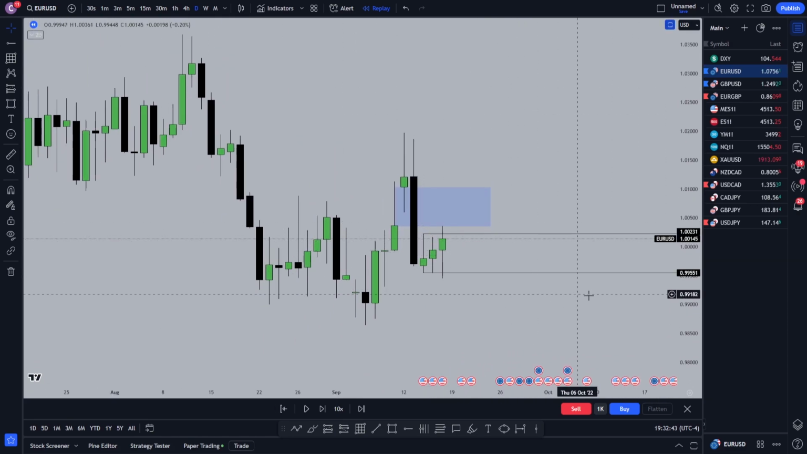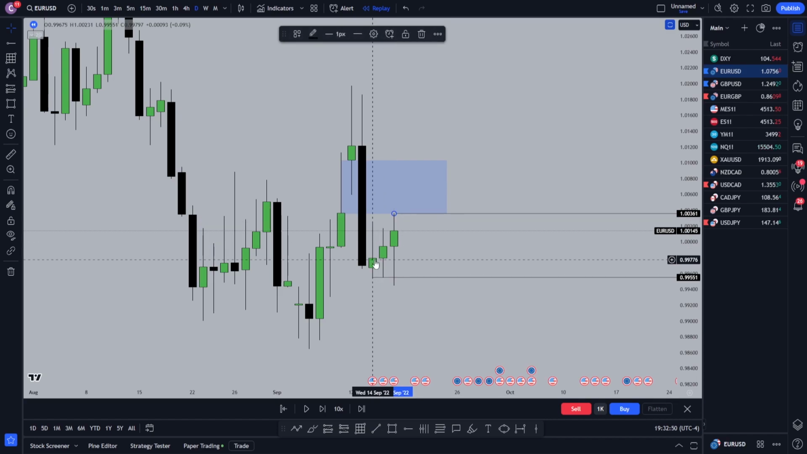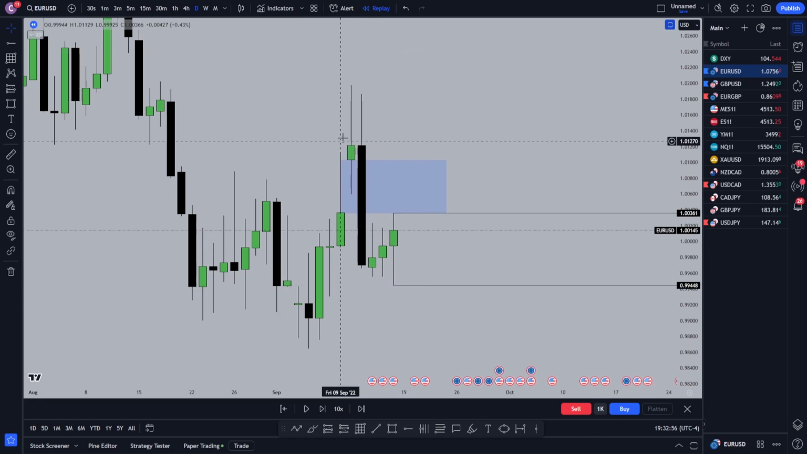Okay, so it reached our objectives over here. Now for the next day, it's not looking good. This week looks like Tuesday was the only good day. Looking at the next day, we're looking at these two objectives, still looking at this volume imbalance for price to trade away from it.